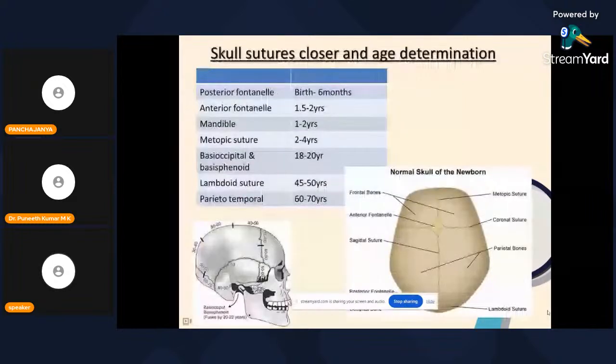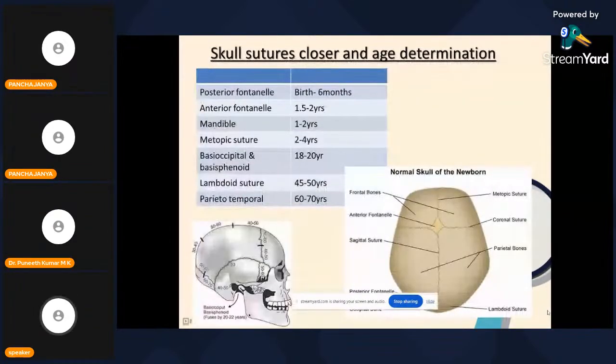Based on skull suture closures, age determination can be done. That is posterior frontal, anterior frontal, mandible, metopic suture, basioccipital and basisphenoid, lambdoid suture, and parietotemporal suture closures, which will also give an idea of the age of a person.